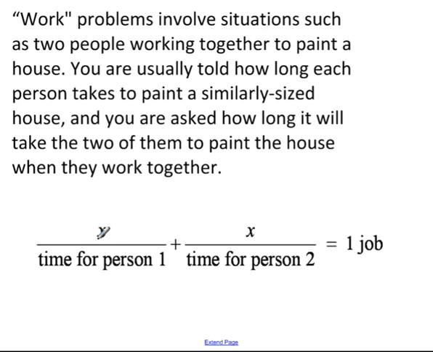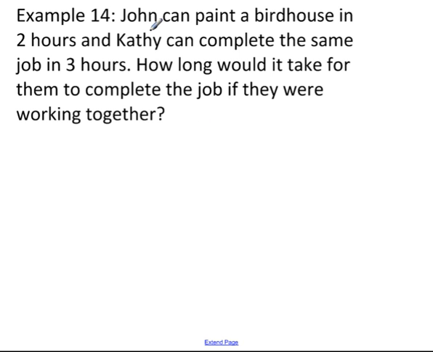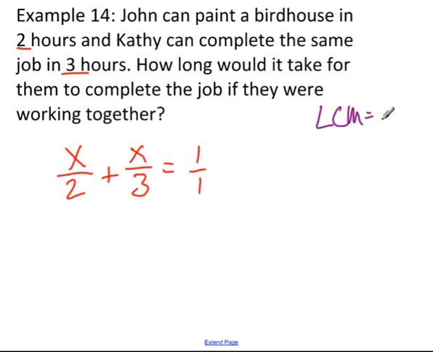So what we do is we take x over how long it takes person 1 and then x over how long it takes person 2 and always set that equal to 1 because they're always going to be doing one job. So here, John's going to paint a birdhouse in his 2 hours, so I'm going to go with x over 2. Kathy takes 3 hours. I don't know why Kathy's slacking. And we put that equal to 1. And if you want to put that over 1, that's cool. Do what you want.